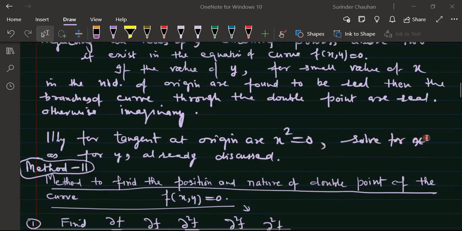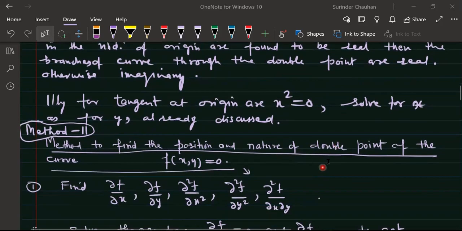Otherwise, if the value of x is imaginary, then it is imaginary. After solving for x, if the two branches pass through the double point and are real, that is, if the small value of x, small value of y, and x are real, then two real branches pass through the origin. Otherwise, they are imaginary.